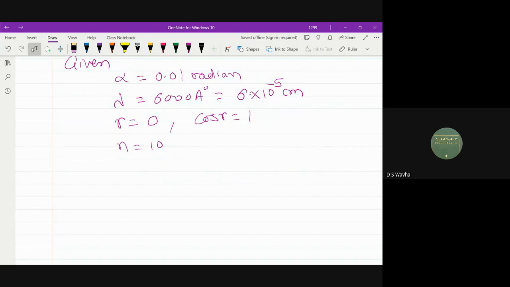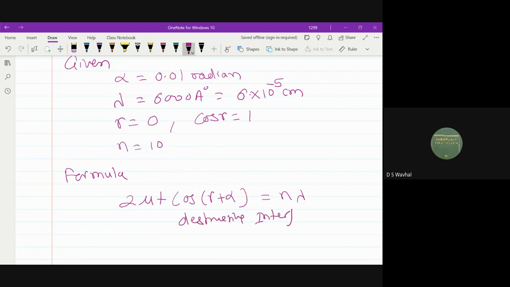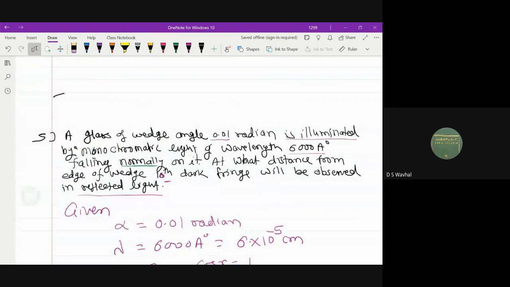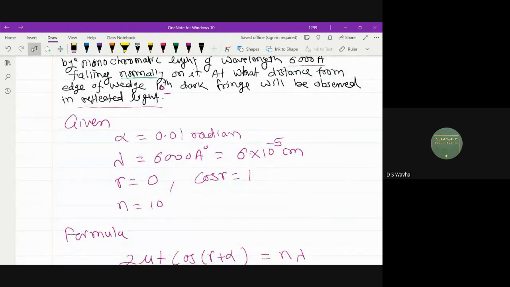Now we know that for the dark fringe we have a formula for destructive interference in the reflected light: 2 mu t cos of (r plus alpha) is equal to n lambda. Okay, this is for destructive interference in reflected light. We studied only reflected light for the wedge-shaped film. So this is our formula. In this formula, mu is 1. It is an air film.